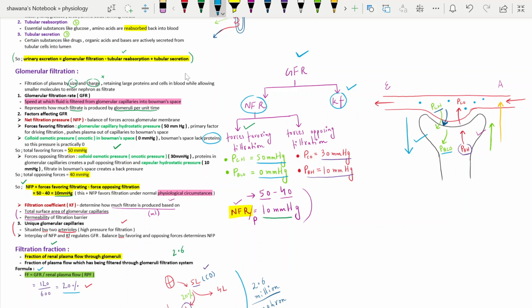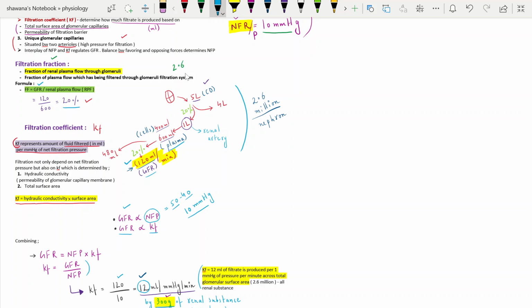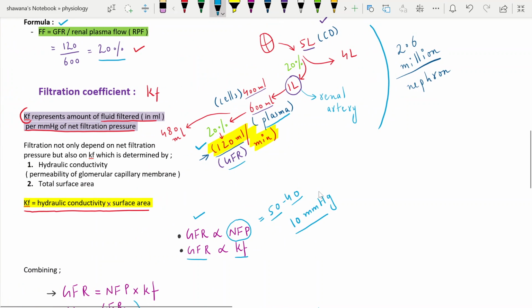And you know that the filtration coefficient depends on two things. First is the permeability, and second is the surface area. Okay. About this we can also revise a little bit: from the cardiac output of 5 liter, 1 liter goes to both kidneys, and from 1 liter, 600 is plasma, and from 600, 120 ml per minute is filtered, and this 120 ml per minute is known as the GFR. Okay, GFR. And this GFR is very important in calculating the filtration coefficient.